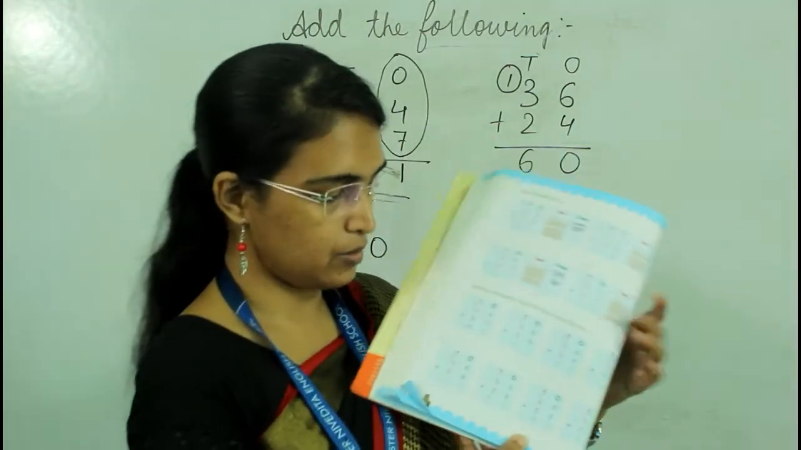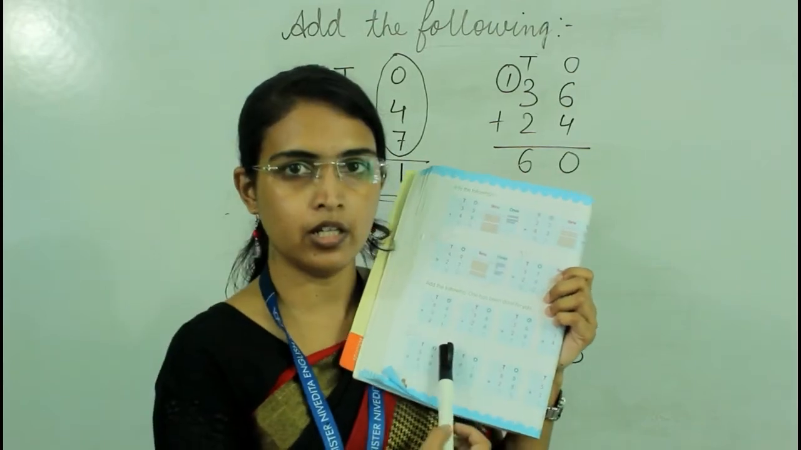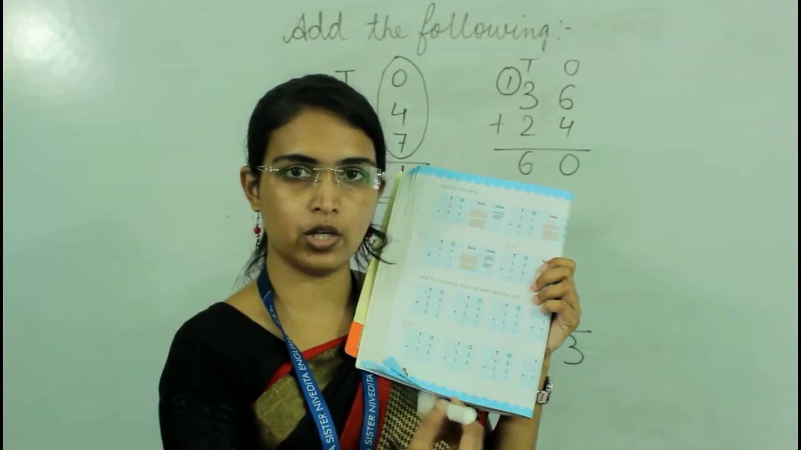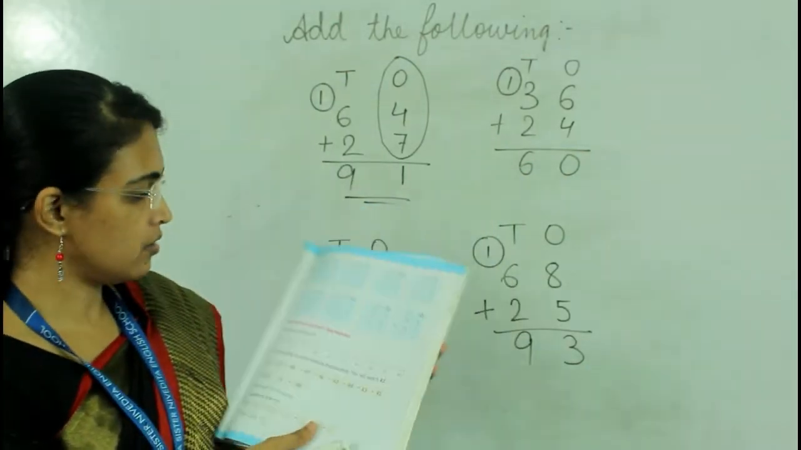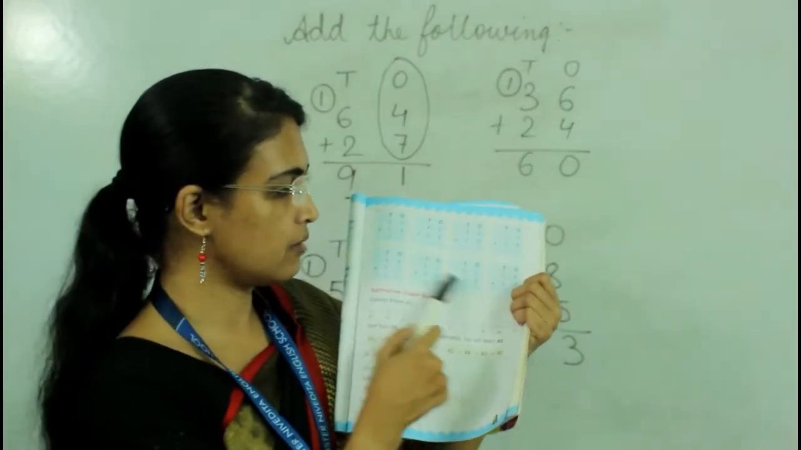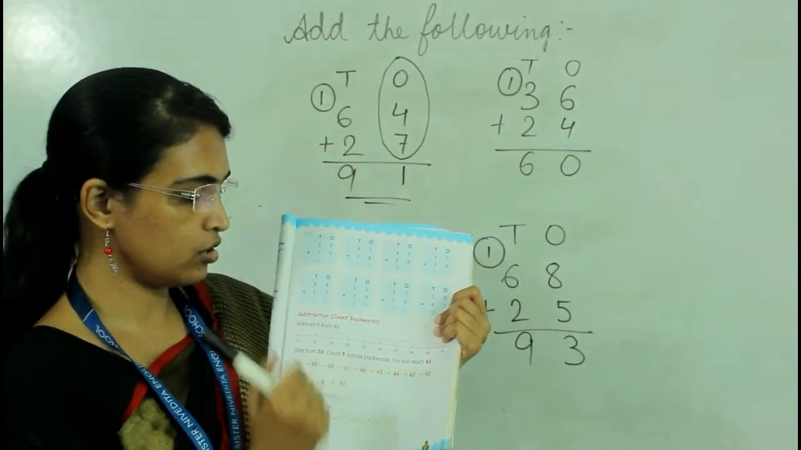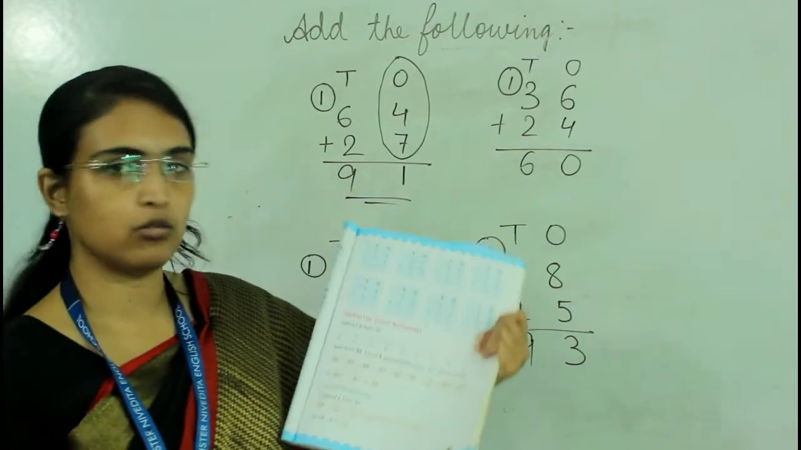Now look at your book. Rest of the sums, I have done a few questions from here. Rest of the sums you will do in your homework. This is your homework. Now come to the next page. Again, the same thing. Here also you have to do these sums in the same way. This one is also your homework. Now we will do the subtraction, counting backward.